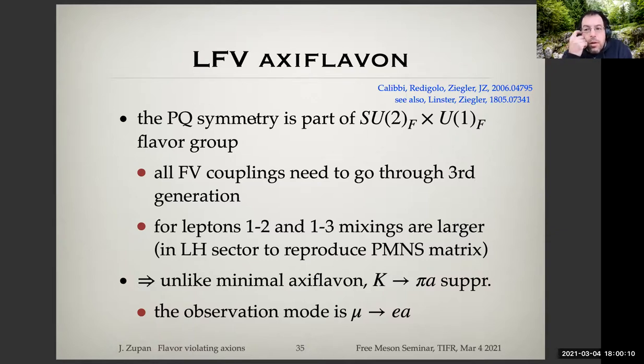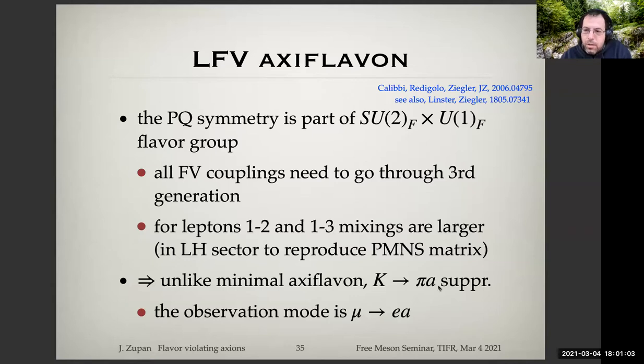So what you can do is modify this structure. Instead of having this flavor structure just coming from nowhere, you can have a flavor model. For instance, if you take this to be not the U(1) horizontal, but an SU(2) × U(1) flavor group, this will give rise to a suppression of K to pi a versus mu to e a. The reason is that the mixings are much larger in leptons than they are with quarks, and the SU(2) structure requires you to go through the third generation. So K to pi a is now naturally suppressed.